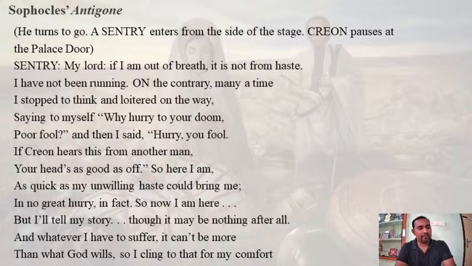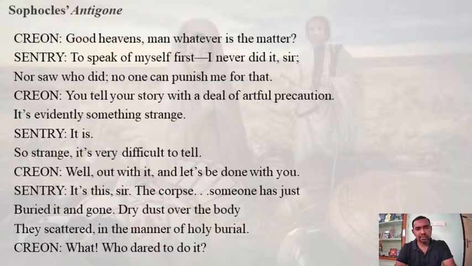So here I am, as quick as my unwilling haste could bring me. In no great hurry, in fact. So now I am here. But I will tell my story, though it may be nothing after all. And whatever I have to suffer, it can't be more than what God wills. So I cling to that for my comfort. So the sentry has come here to convey some sort of news. We don't know what it is, but we understand that the sentry spent some time thinking whether or not to convey this news to Creon.